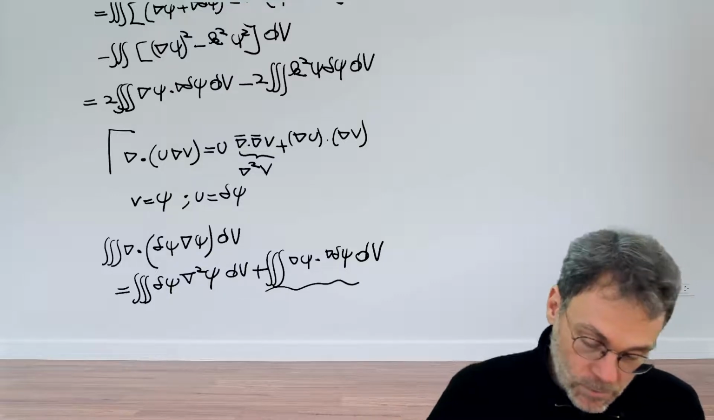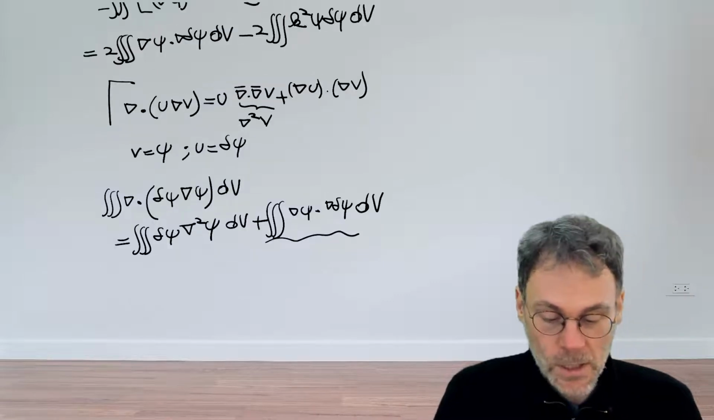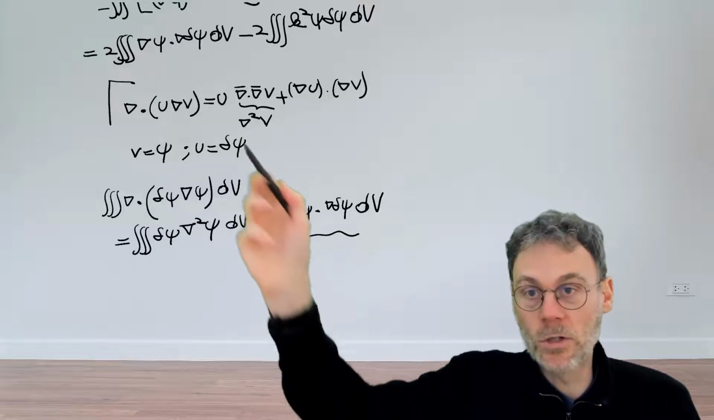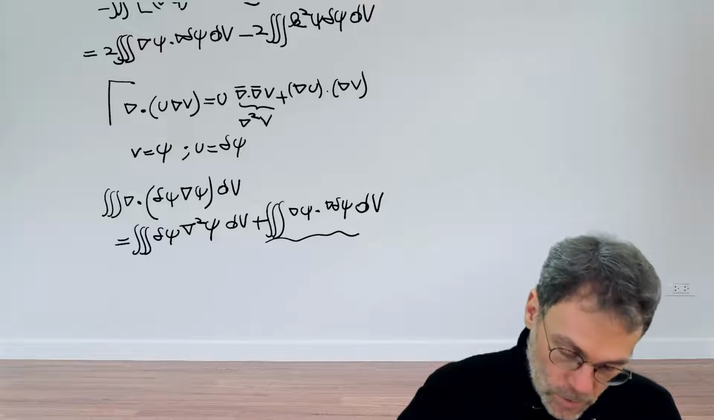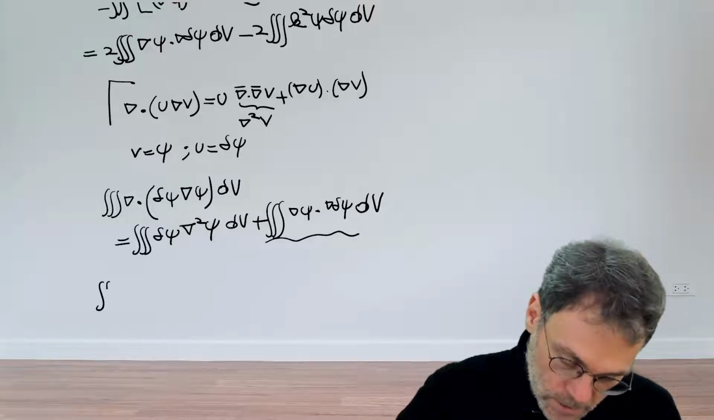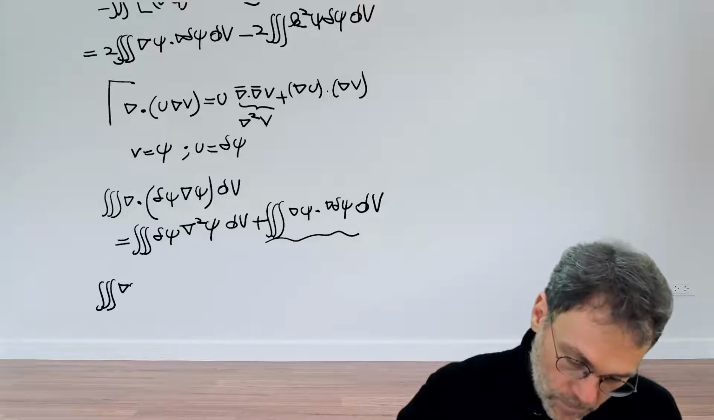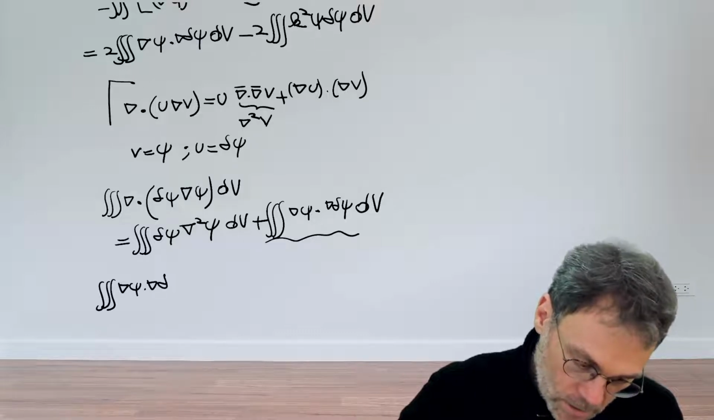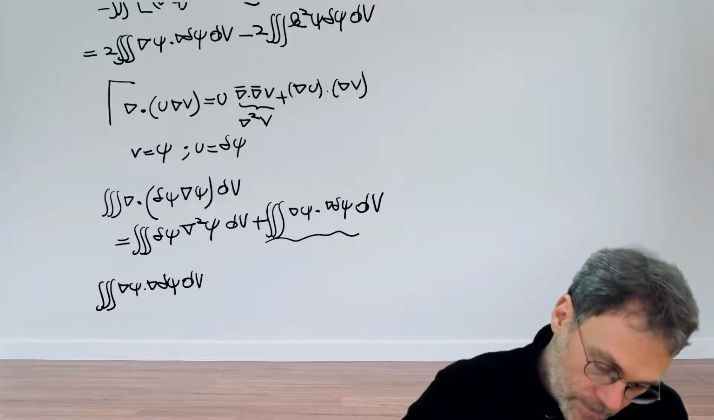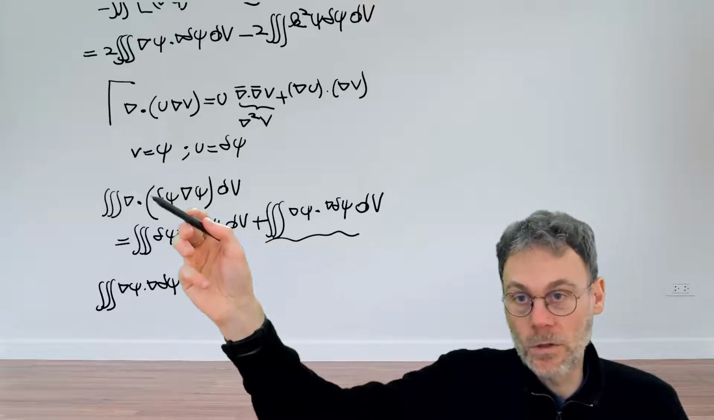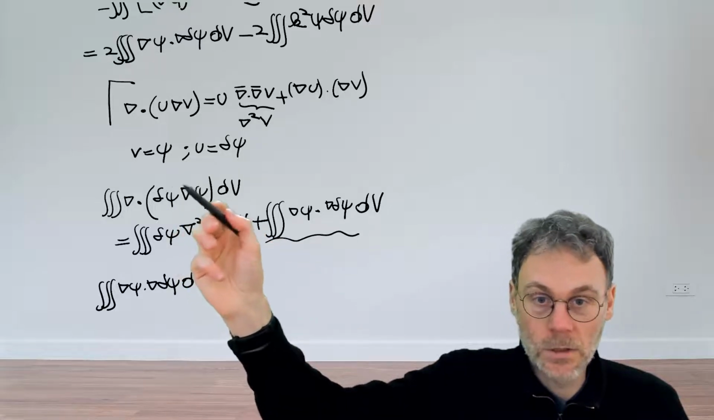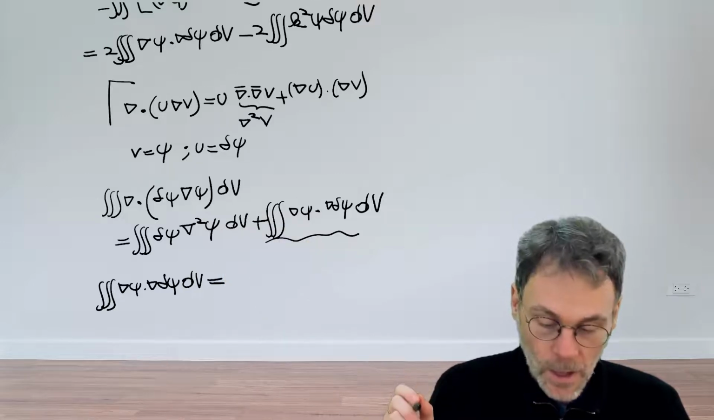So this thing here, we're going to bring that to the left-hand side because this is what we need to substitute in our first equation there. So if I do exactly that, that means that here we have gradient psi gradient delta psi dv is equal to, first of all, what we had on the old left-hand side over here.